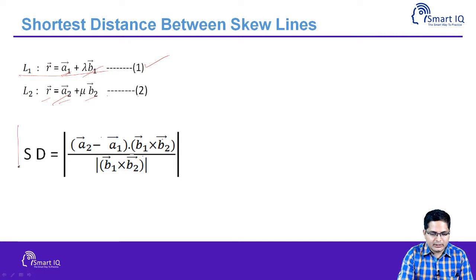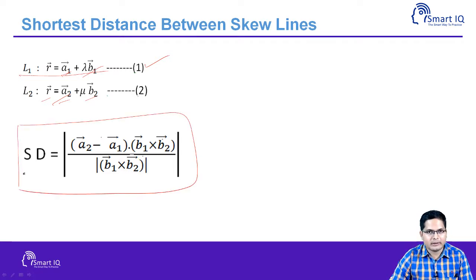Now the shortest distance formula. There is a derivation also. I will do that in the regular class. The shortest distance formula involves A2 minus A1. That is the vector. So if I have skew lines like this, this is dotted, assume. This is a point P. This is a point Q. This vector PQ is the line of shortest distance. That vector PQ is given by A2 minus A1.